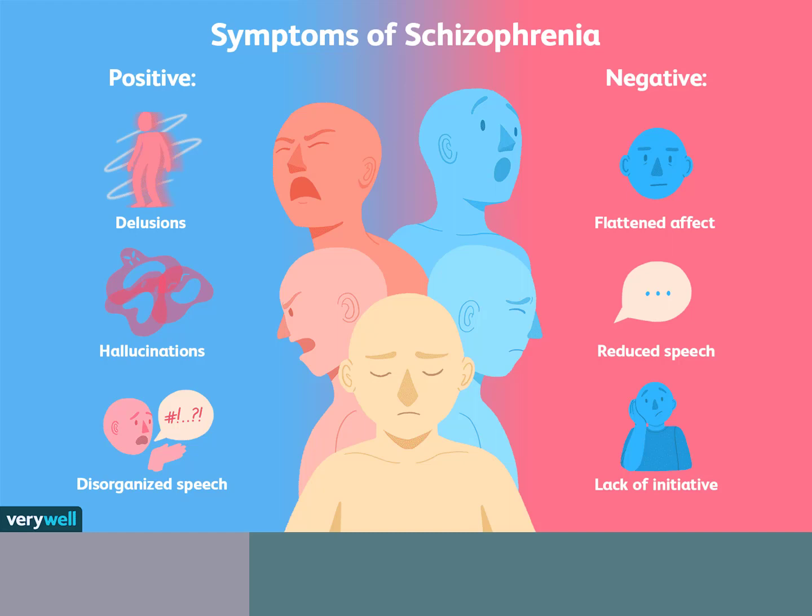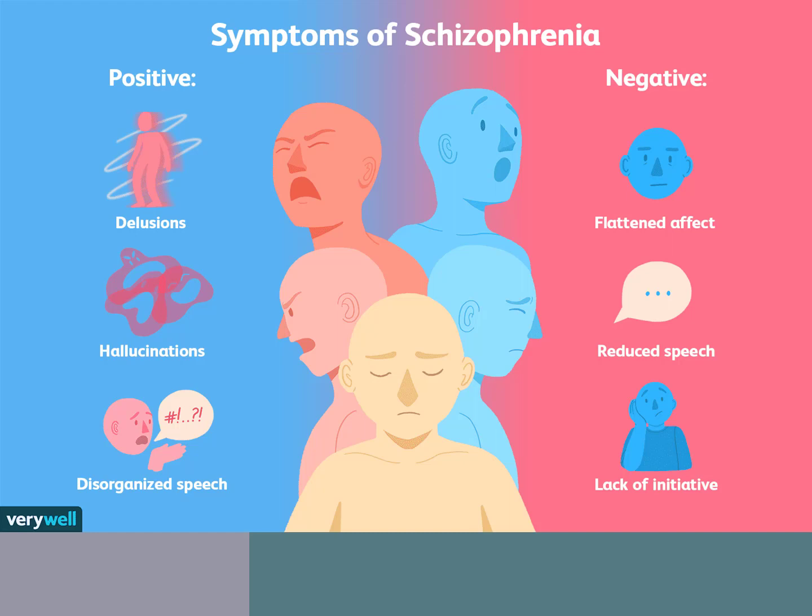Reduced speech is another one. Somebody with schizophrenia might have something called alogia, where you can ask them a question and they just don't respond. They have the inability to respond. That's reduced speech. So you would expect them to be able to talk and respond to your question, but they don't. So that's a negative symptom.